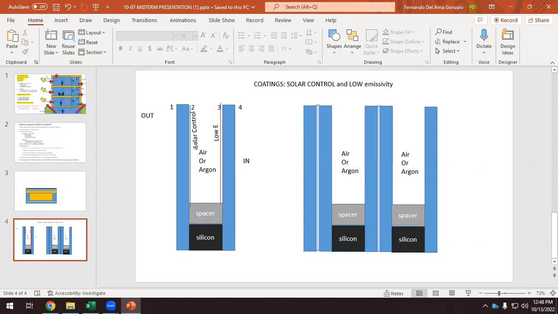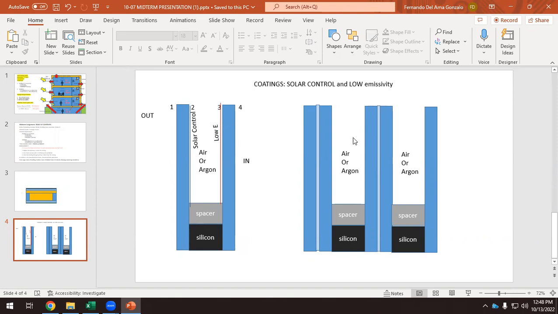We have to talk to them. Okay, what do you want? I want this. This is in New Hampshire. The use of the building is this. But we don't have summer classes. Okay, so we don't have summer classes. You don't need the solar control. No, I don't need the solar control. But it's very cold. Okay, so you need the low emissivity.